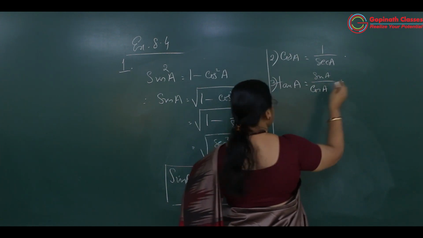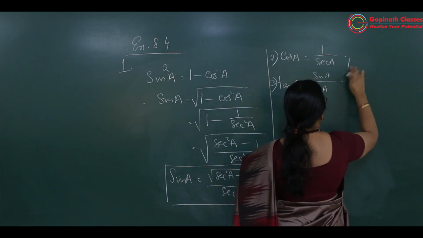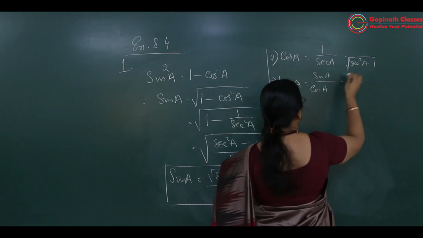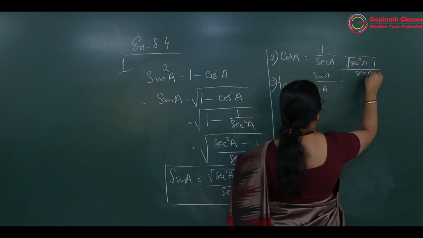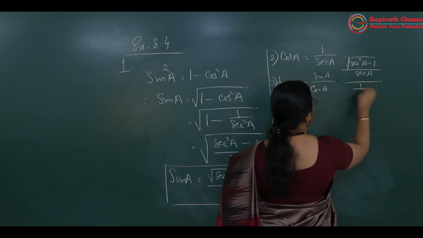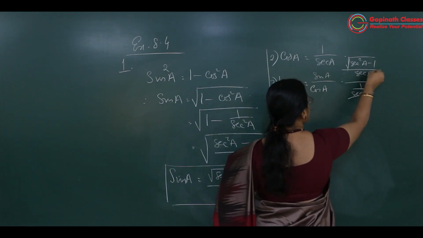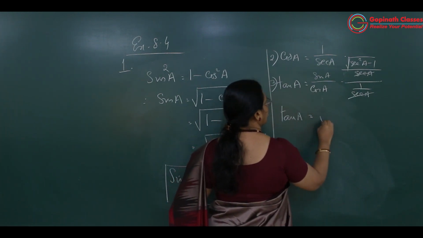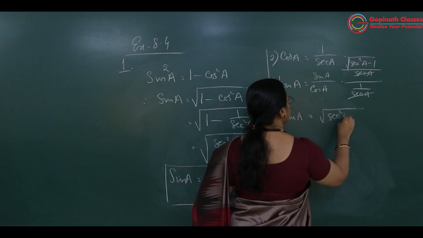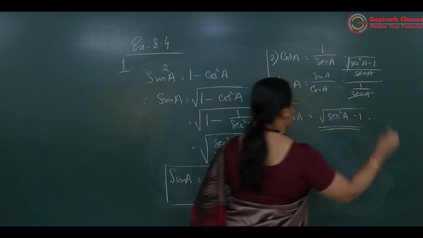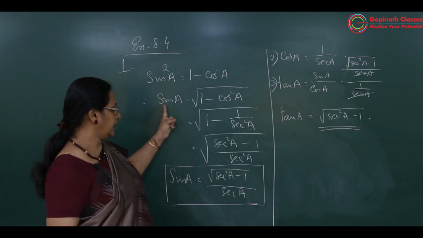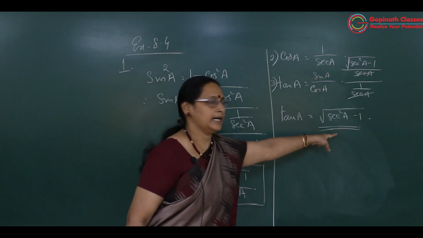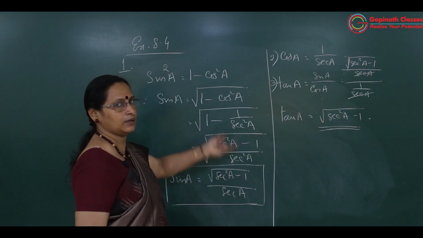So, sin A is nothing but under root of sec square A minus 1 upon sec A, upon cos A is 1 upon sec A. Sec A cancel. What are you getting? Tan A in terms of sec A is under root of sec square A minus 1. So, we got sin A in terms of sec A, cos A in terms of sec A, tan A in terms of sec A. Now, you reverse everything.